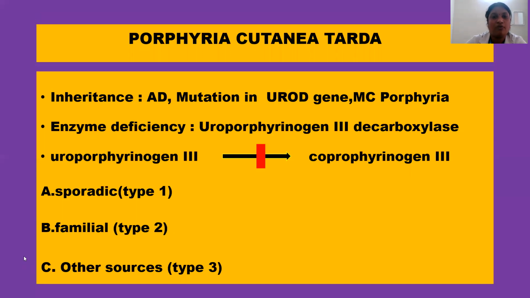The next category of porphyria is Porphyria cutanea tarda. It is an autosomal dominant inherited disease. There will be a mutation in the uroporphyrinogen 3 decarboxylase gene, which encodes uroporphyrinogen 3 decarboxylase, and it is the most common porphyria. Hence, uroporphyrinogen 3 is not converted to coproporphyrinogen 3. There are three types: sporadic or type 1, familial or type 2, and type 3.